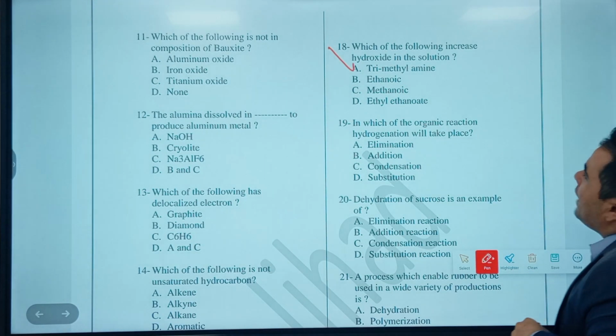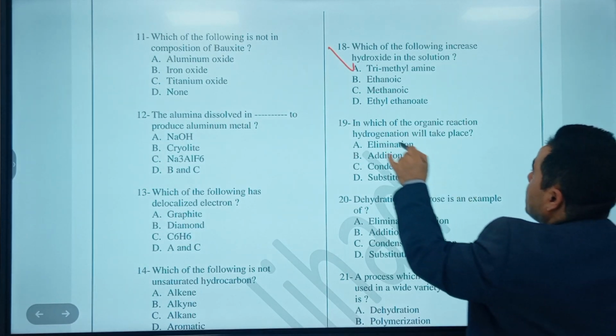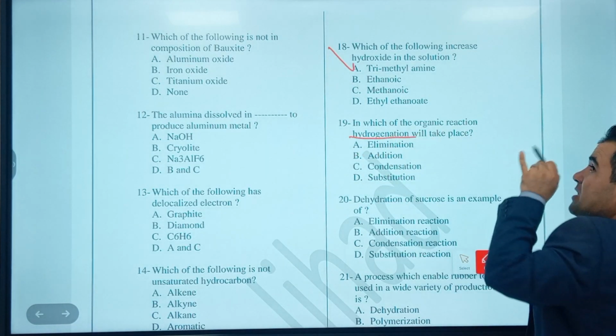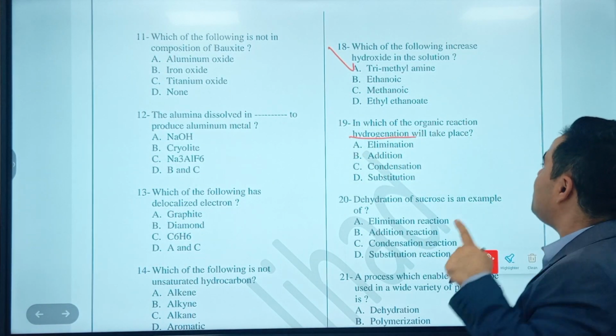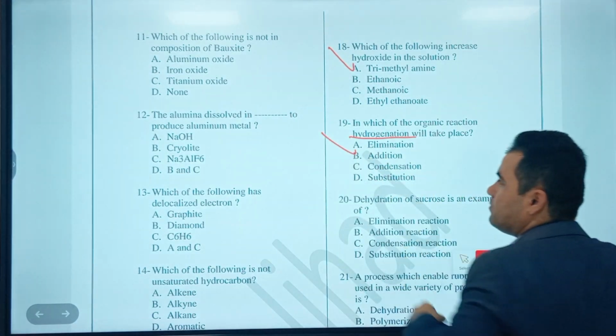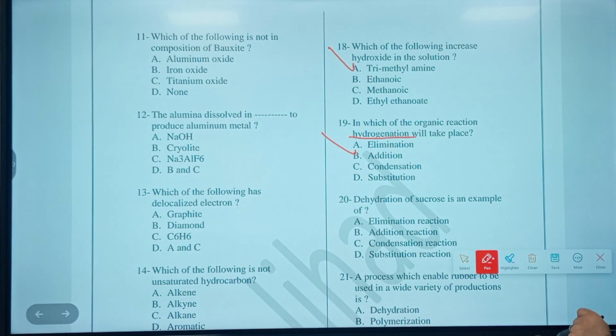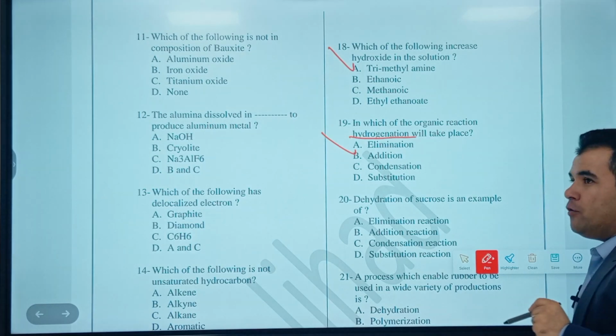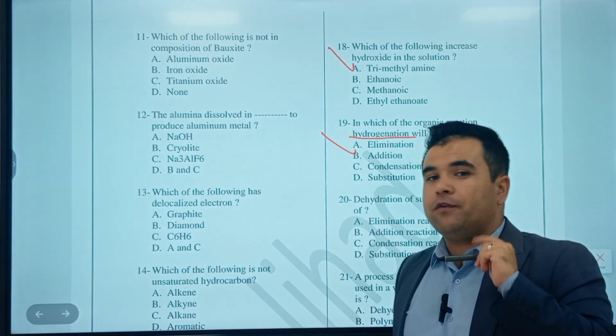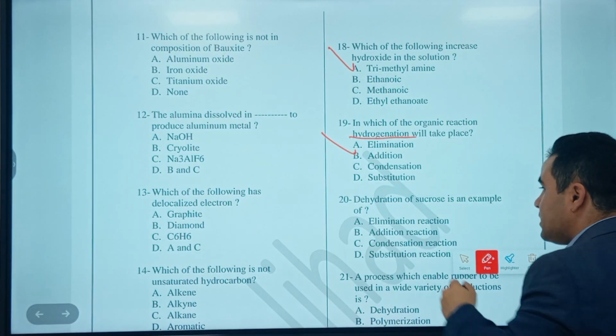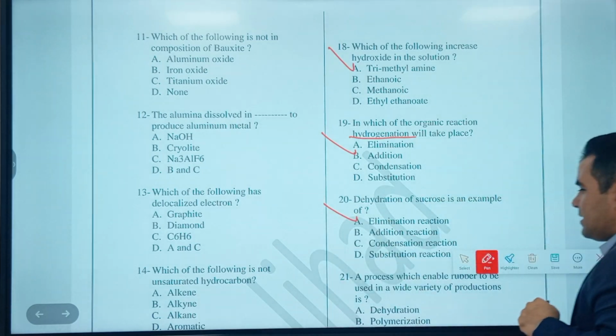In which organic reaction will hydrogenation take place? Hydrogenation is increasing the saturation, and increasing saturation is an addition reaction. Dehydration of sucrose is an example of elimination because it reduces the saturation. A is the correct answer.